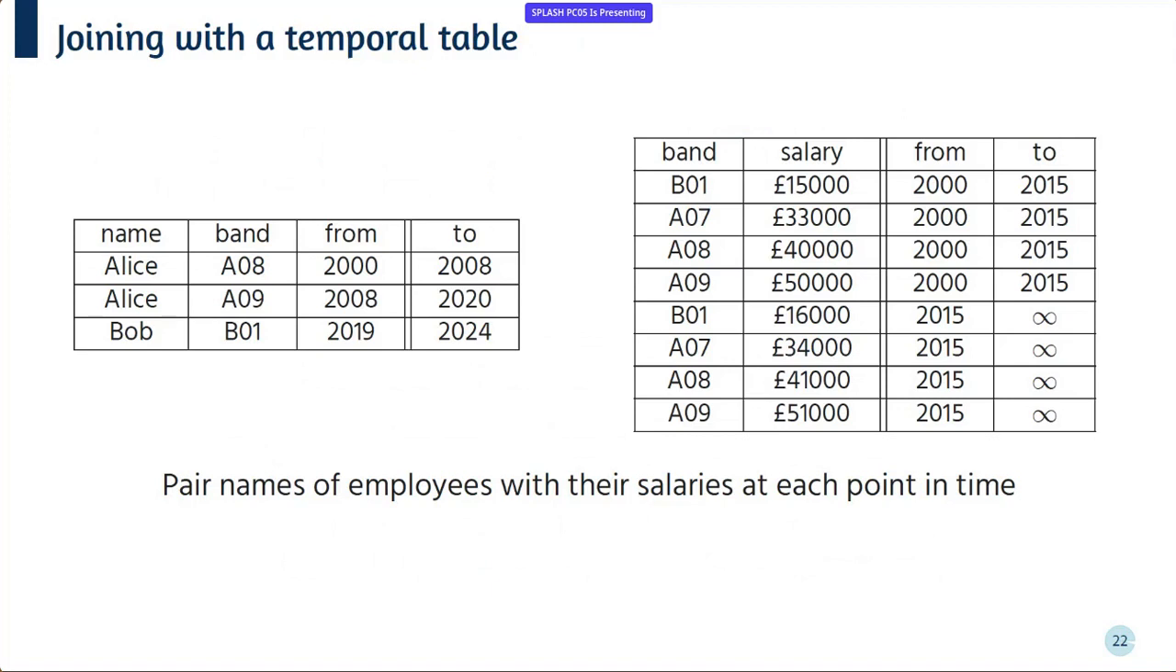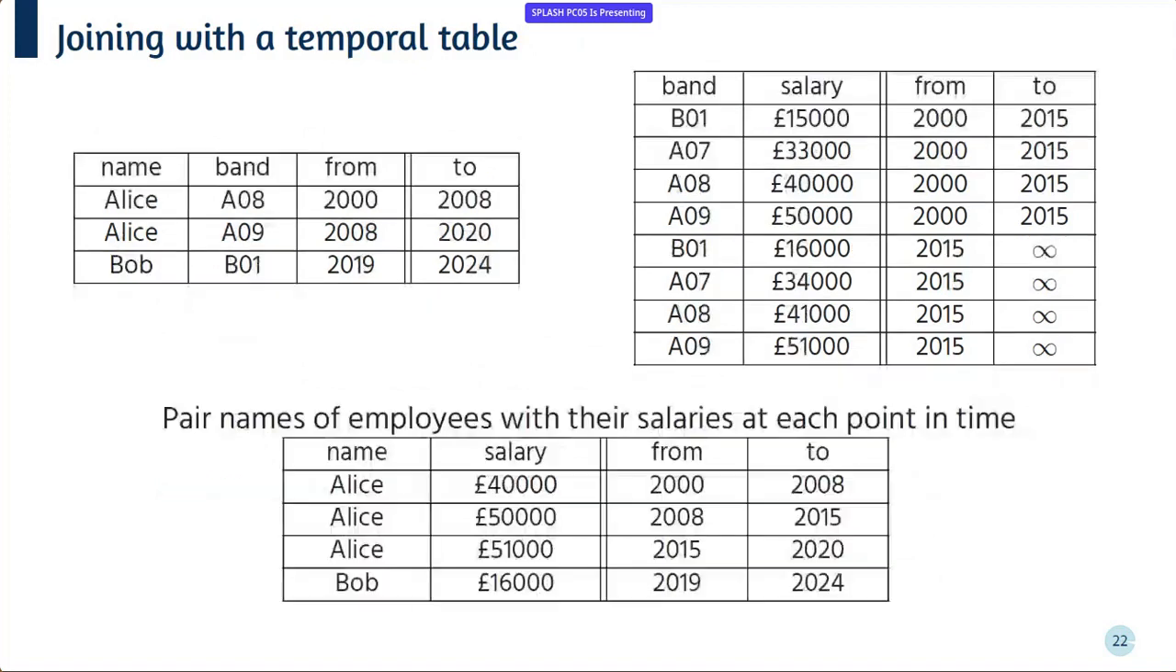What we then need to do is pair names of employees with their salaries at each point in time. We can do this, and what we end up getting is three rows for Alice. We've got the point at which she was on A08 between 2000 and 2008 before she got promoted. Then it's the point after she was promoted, between 2008 and 2015. And then it was the point at which the salary got bumped up. So you get that matching between all of the different periods of validity.